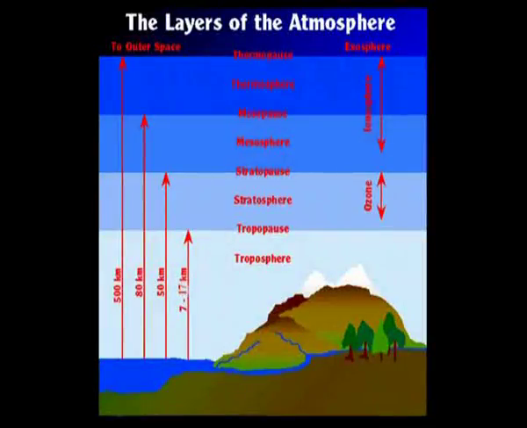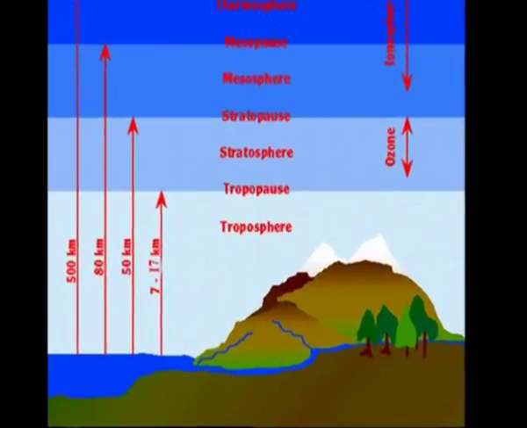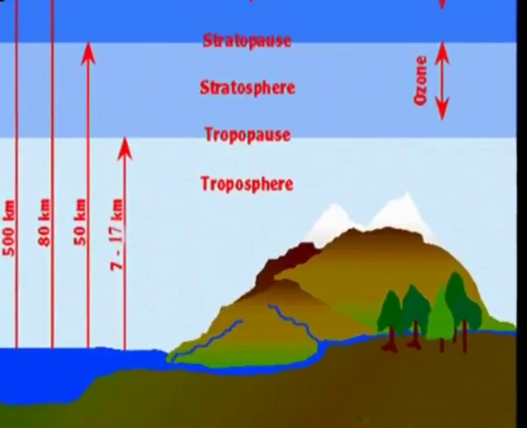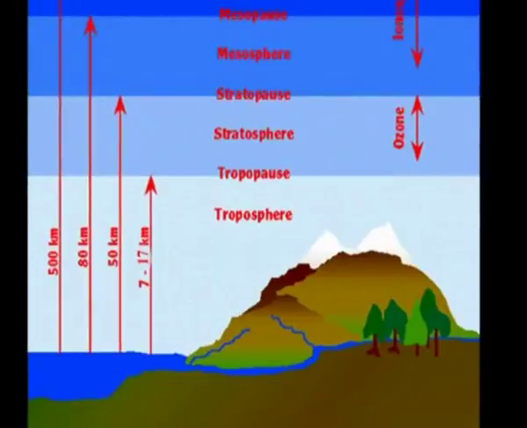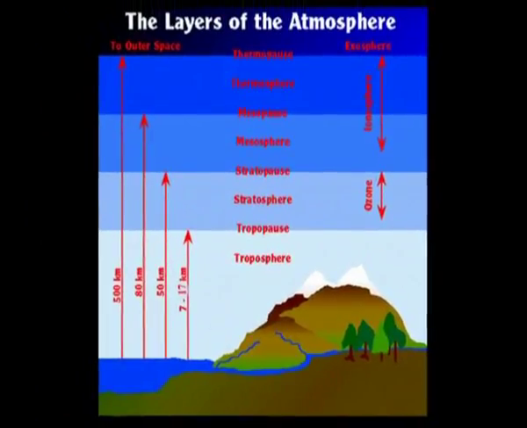The troposphere contains about 80% of the total mass of the atmosphere. In fact, 50% of the total mass of the atmosphere is located in the lowest 5 to 6 kilometers of the atmosphere. Tropopause. The boundary between the troposphere and the stratosphere is the tropopause. Together, the troposphere and the tropopause are known as the lower atmosphere.